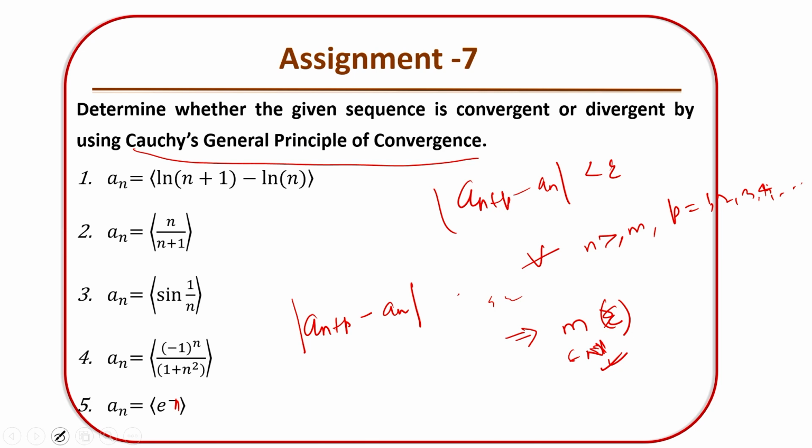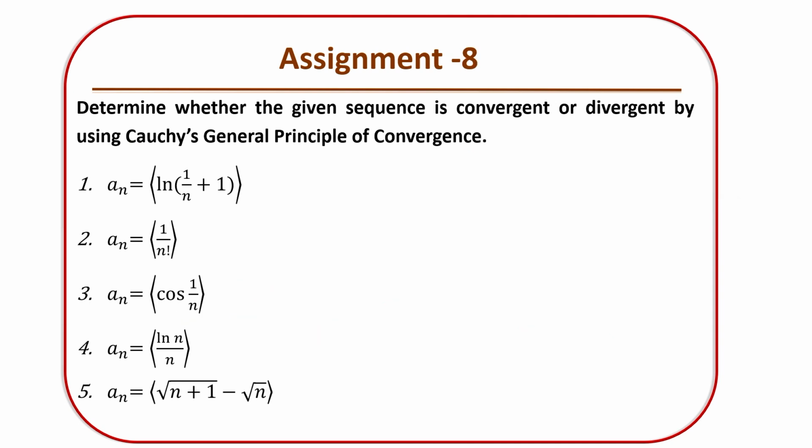This is e power minus n, right. Then sin 1 by n: look at it and give much more time to find out sin 1 by n. This is a very good question and you have to evaluate it using your own concepts. Determine whether the given sequence is convergent or divergent using the same Cauchy general principle of convergence, for sin n, cos 1 by n, 1 by factorial n, and this question. You can explore it and you will find that this is going to be a converging sequence.